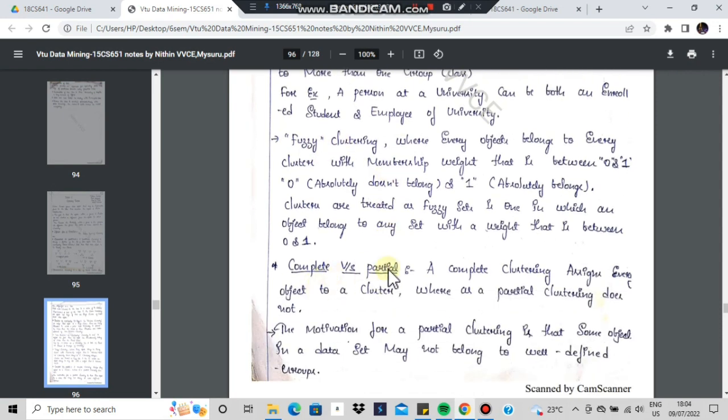Then we have the complete versus partial. In complete, we will consider all the points and place them in different clusters, whereas in partial we will just place how many are required. It's not necessary that we need to place all, so some points also might be left. That is known as partial.